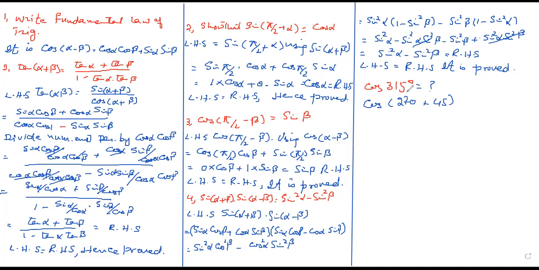So 270 is a function of 90 degrees. We may write 270 is equal to 3 pi by 2. Okay, so this is pi by 2's function, so cosine goes to sine. So it is sine 45. And sine is negative in third quadrant, so it would be minus here. But sine 45 is 1 over root 2, with minus sign. So this is our required answer, right?